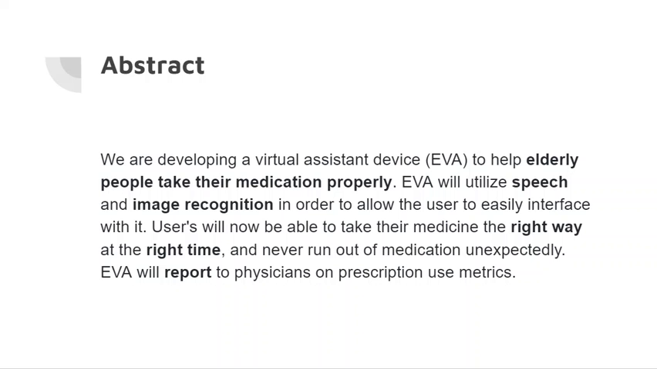That was a huge part of what Dr. Solsaw was looking for as a physician, that he could have some sort of feedback on how the patient is taking their medicine, if they're taking it properly, and how they can improve.